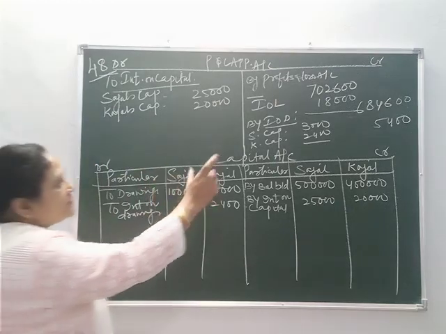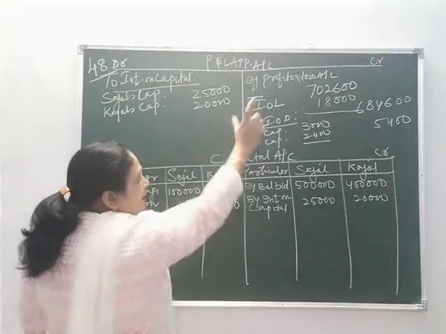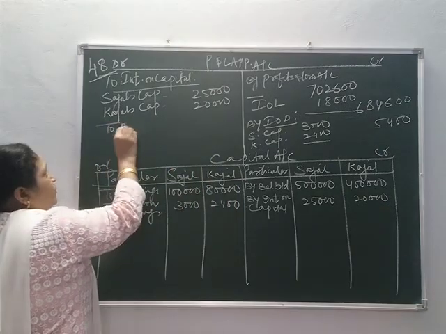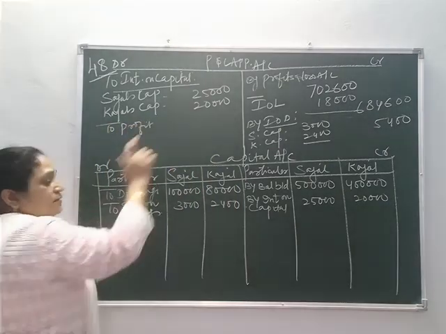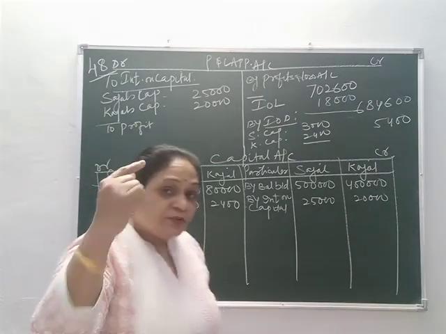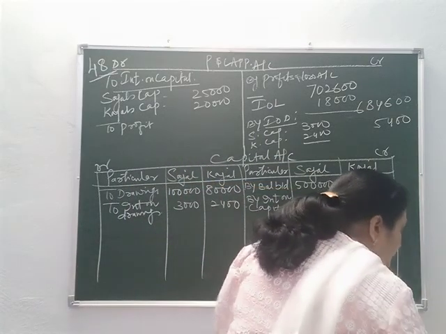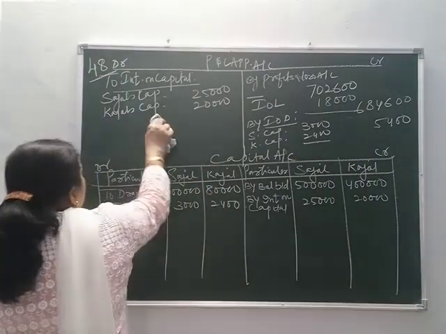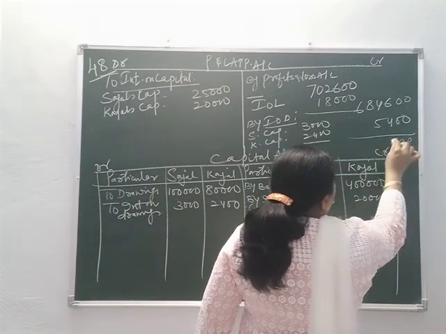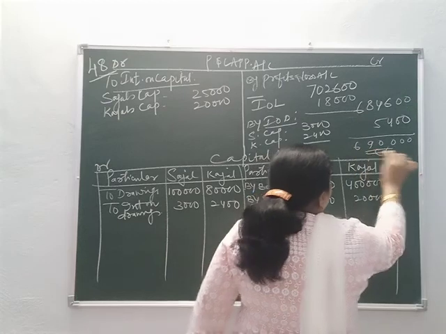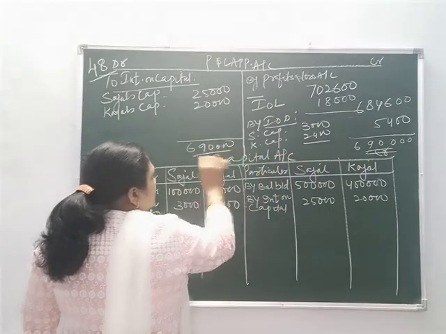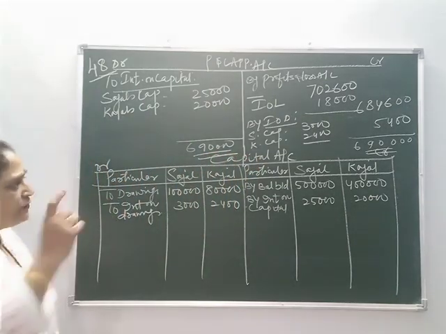Divisible profit means after appropriating and giving all this, the amount which comes over here to profit, of this figure the amount is to be transferred to general reserve, which will be shown in the balance sheet of the partnership firm. But before this you have to transfer to reserve. So you have to calculate the divisible profit. This is 6,90,000. This should be the balancing figure, we know that.